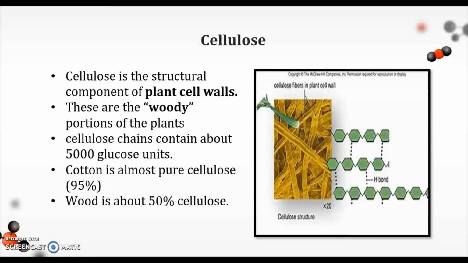Cellulose is the structural component of the plant cell wall. They are mostly the woody portions of the plant. Cotton is almost 100% pure cellulose, since it is made up of 95% cellulose. Cellulose contains about 5,000 glucose unit chains.